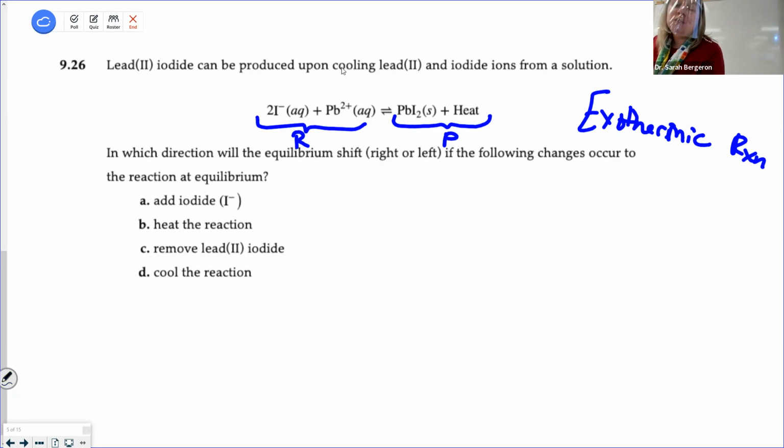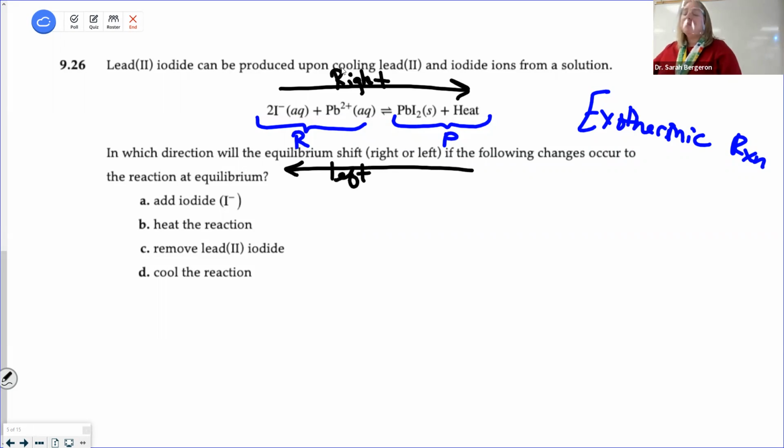If I'm going to have a shift in this direction, what is that? Is it a right shift or a left shift? I'm going in what direction? I'm going to the right. Okay, so if I go in this direction, what am I doing? This is a left shift. So the question is, how do I make the equation go to the right or make the equation go to the left? So I'm going to look at these different things that I can do.